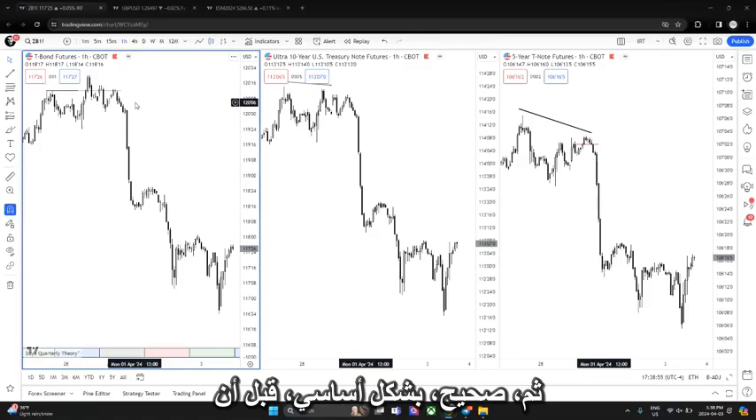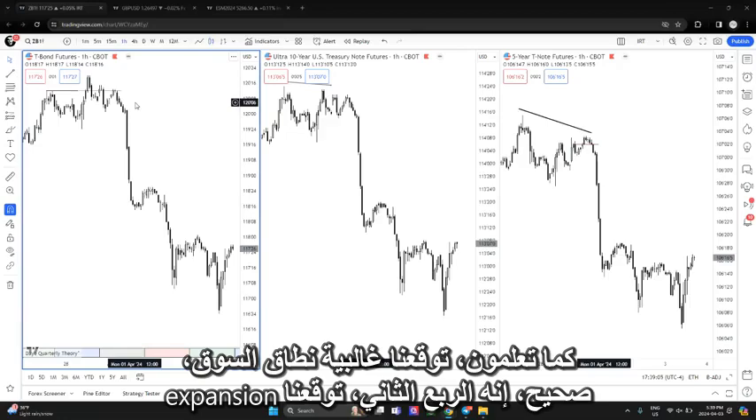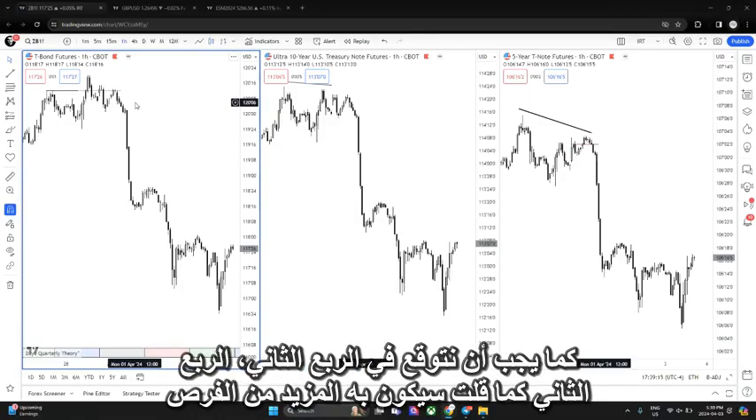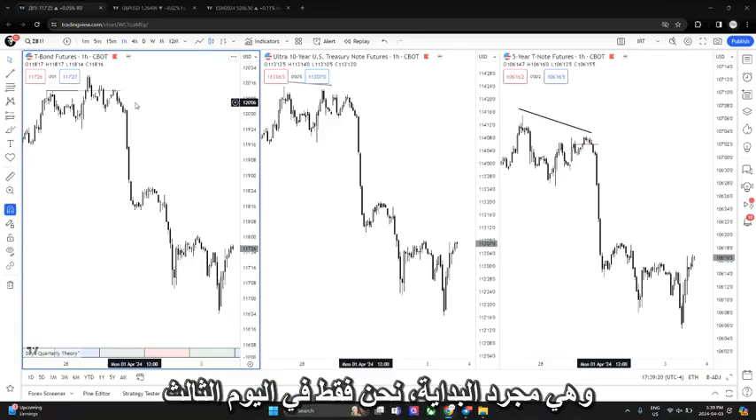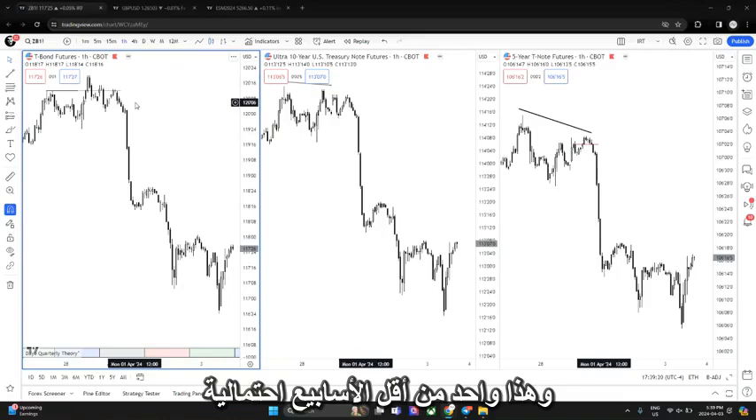Basically, before NFP, it's NFP, right? I believe so, right? We have called the majority of the range of the market, right? It's Q2. We did expect expansion, as we should expect in Q2. Q2, as I've said, will have more opportunities, and it's just the beginning. We're just like 3 days in, right? And this is one of the lowest probability weeks of the month.